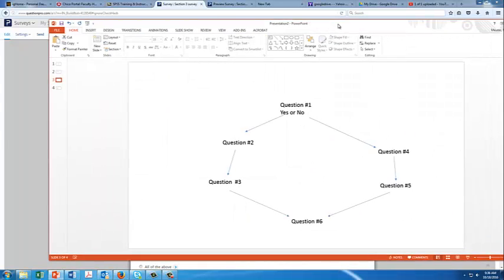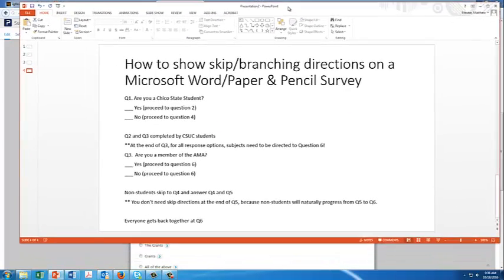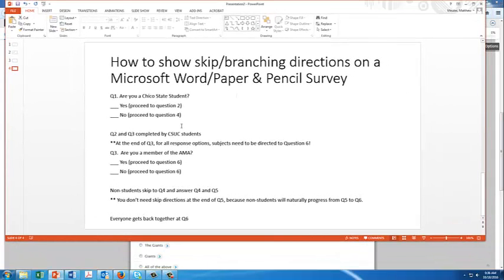So let's take a look and see what that would look like on a Microsoft Word survey that someone might be using. With a paper and pencil survey, it's a bit more complex. You, of course, ask respondents if they're a Chico State student. You see the skip directions clearly labeled here. So for those that are Chico State students, they will answer questions 2 and 3. At the end of question 3, we need to direct them all to question 6, so they're not prompted with questions 4 and 5, which won't make any sense to them because they are indeed Chico State College students.